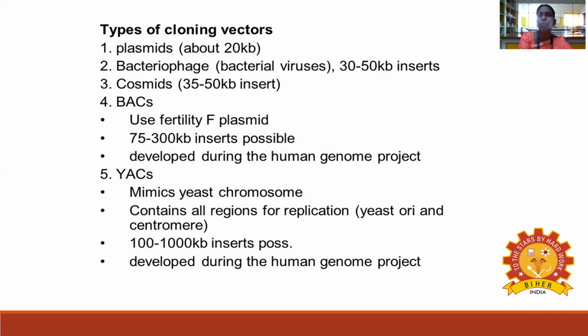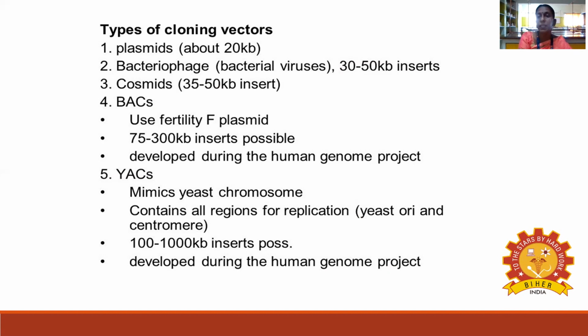And then YAC is called a yeast artificial chromosome. In the first case, the source is bacteria, and in the second case, the YAC is the yeast artificial chromosome vector. It contains all the regions for replication. So it has a larger capacity, and the main thing is the centromeres.